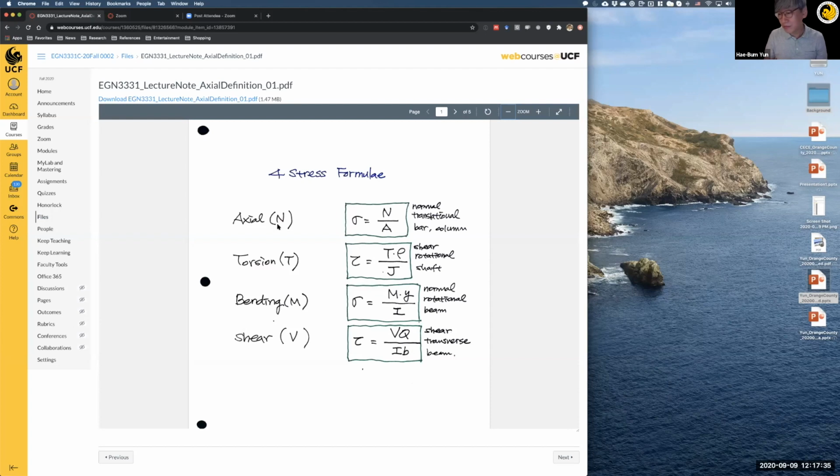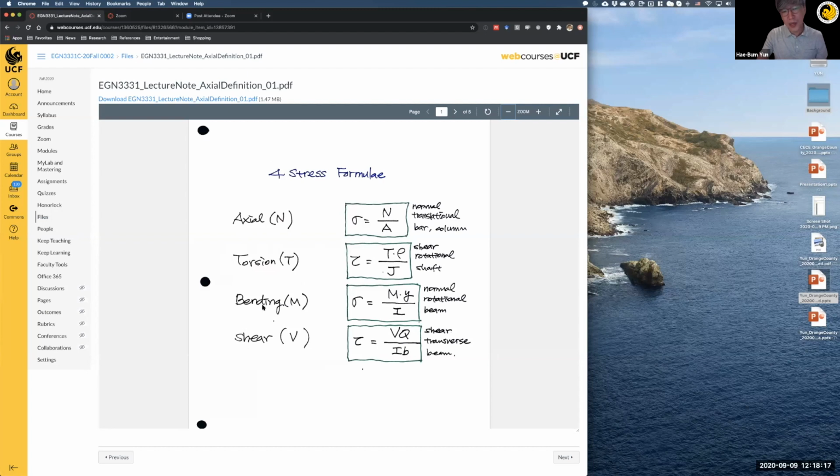What about torsion? Any example? What would be an example under torsion? If you think about, for example, a car, axles, right? Shafts, axles. Those are very good examples of torsion. So in chapter 5, we're going to learn about that, okay?